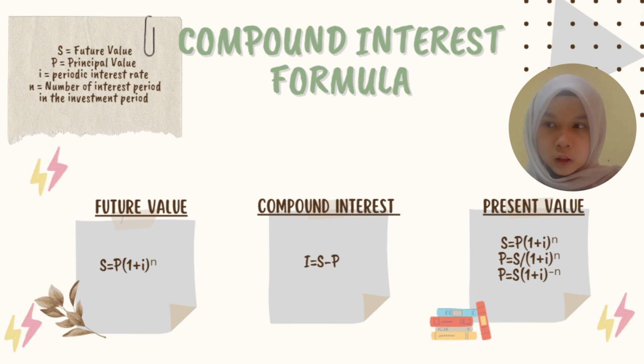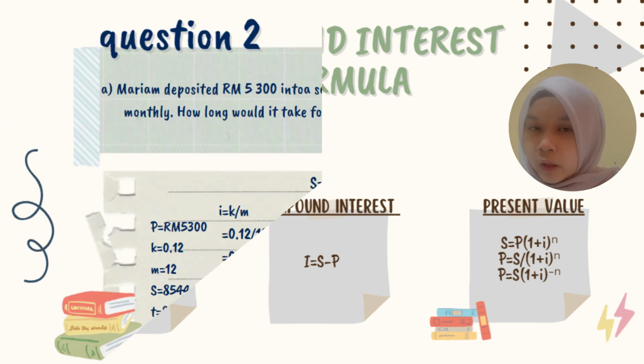Compound interest formula. Future value S equals P open the bracket 1 plus I close the bracket to the power N. Compound interest I equals S minus P. Present value P equals S open the bracket 1 plus I close the bracket to the power negative N. S equals future value, P equals principal value, I equals periodic interest rate, N equals number of interest periods in the investment period.